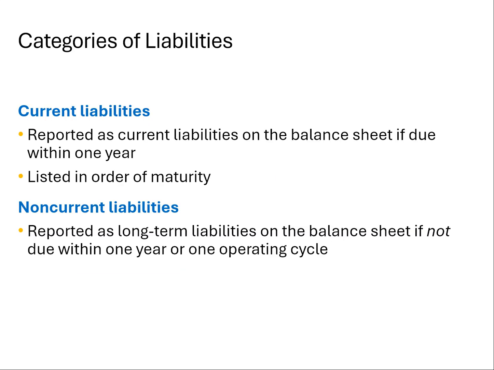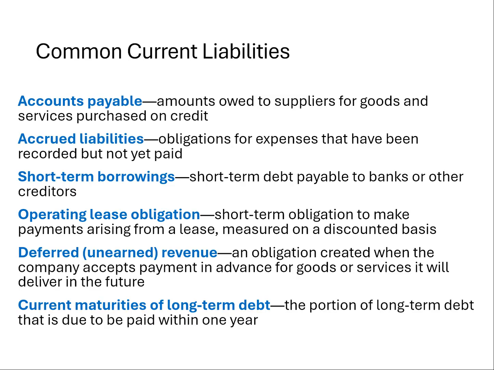So the categories of liabilities, we have current liabilities, right? These are due within a year. Then we have long-term liabilities. Common accounts for current liabilities. We have accounts payable, right? We have seen that. Accrued liabilities.